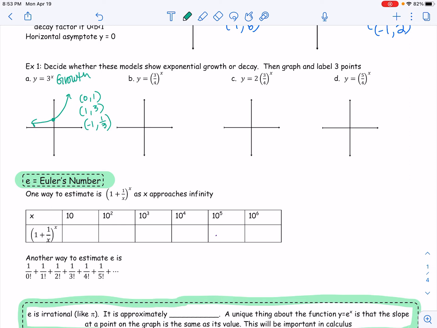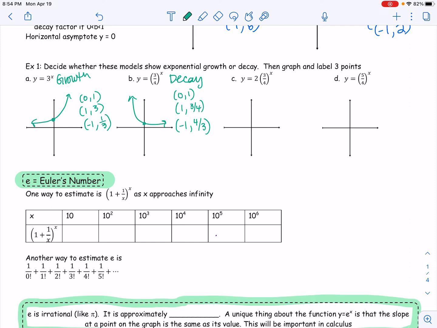That's less than 1 but bigger than 0. So that's showing decay. So it's going to look something like this. Again, we'll have the 0, 1 comma whatever our base is, and then -1, 1 over the base. Well, 1 over 3/4 is just going to reciprocate that fraction. So then that becomes 4/3. And of course, that mimics what we're seeing on our graph.